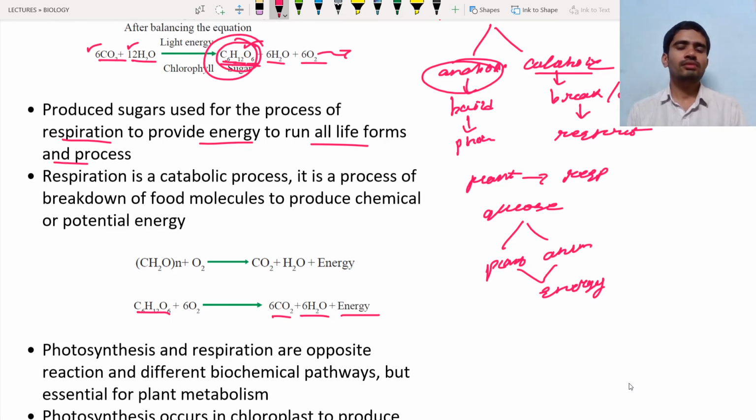If you consume vegetables directly, you are directly depending on plants. If you eat meat, egg, and also milk, that is indirectly depending upon the plants.